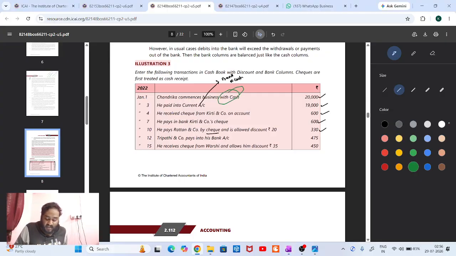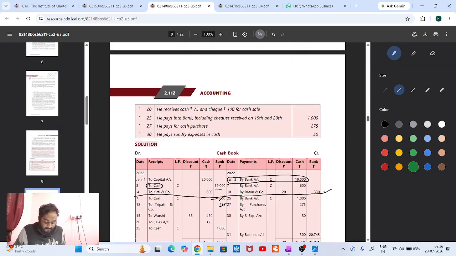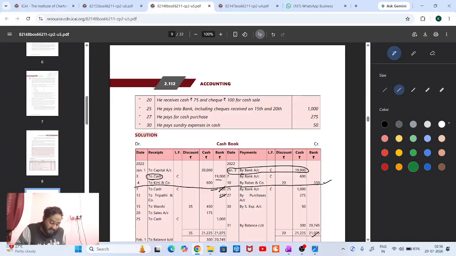Commenced business with the cash to capital. So to capital, it is a receipt. Paid to, it is a contra entry. How do we enter contra entry? This is the point. In ledger folio, we write a small c as contra entry.